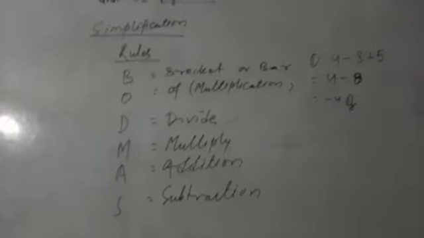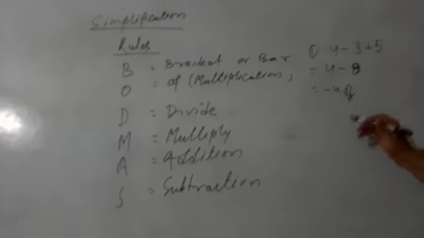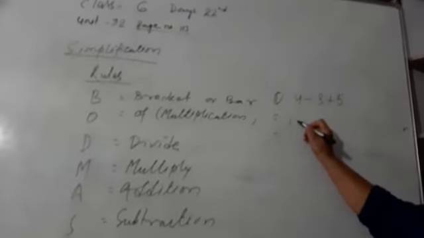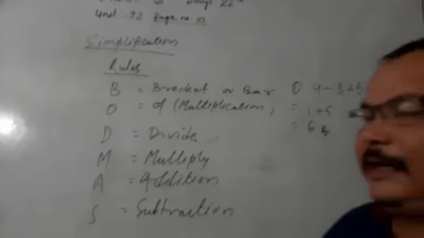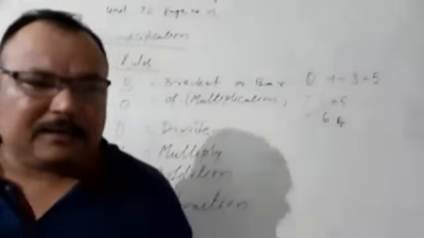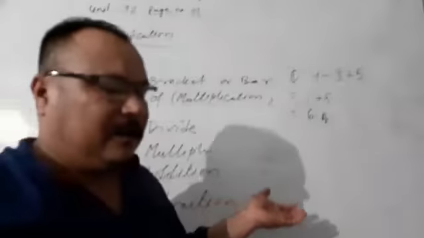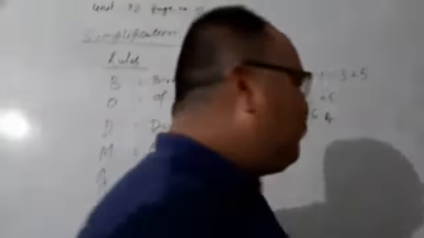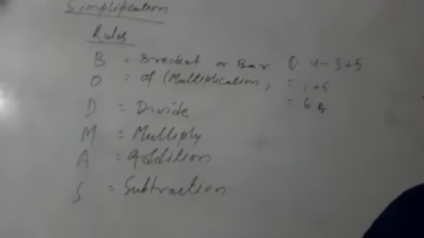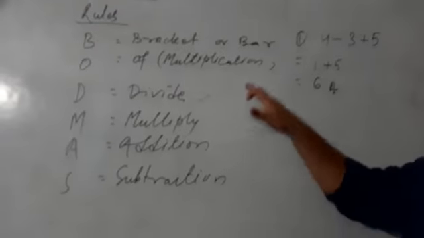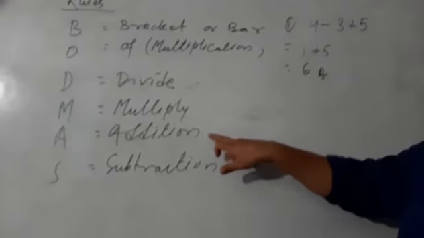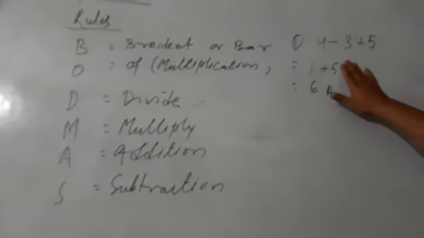So my dear students, here is what you're doing here, and some of the students are doing like that: 4 minus 3 is equal to 1, and plus 5, the right answer is equal to 6. Some of the students are doing like that. So when we check the answer sheet, we see some students are confused about what they studied about simplification.